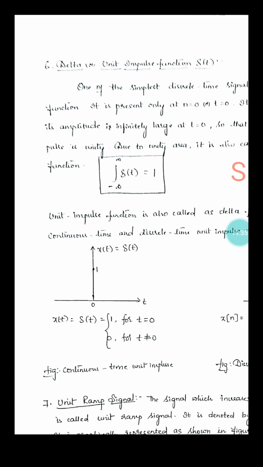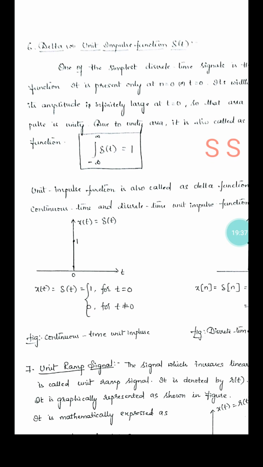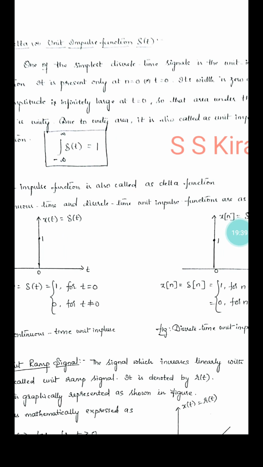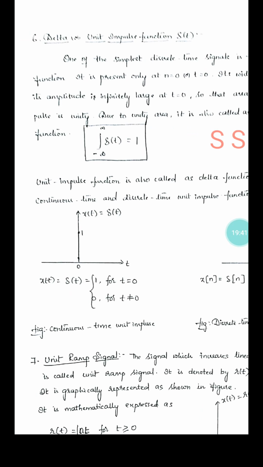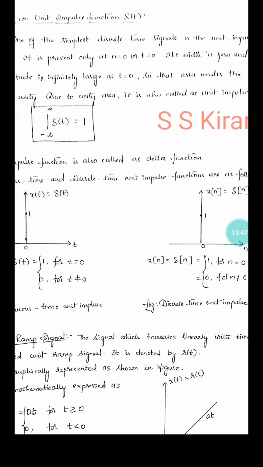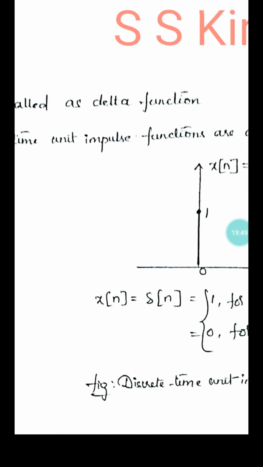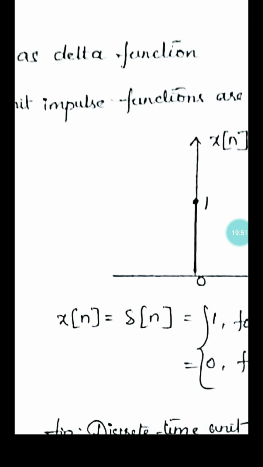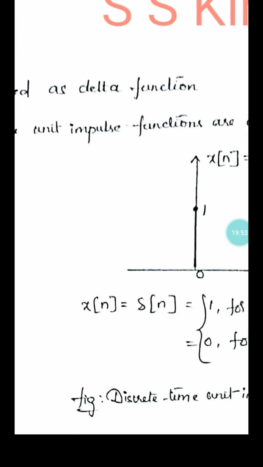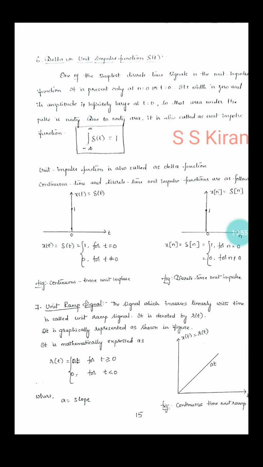If you want to write the definition, one of the simplest discrete time signals is the unit impulse function. It is present only at n equal to 0 or t equal to 0. By the graph itself you can understand: at t equal to 0 and n equal to 0, we get only the value equal to 1.